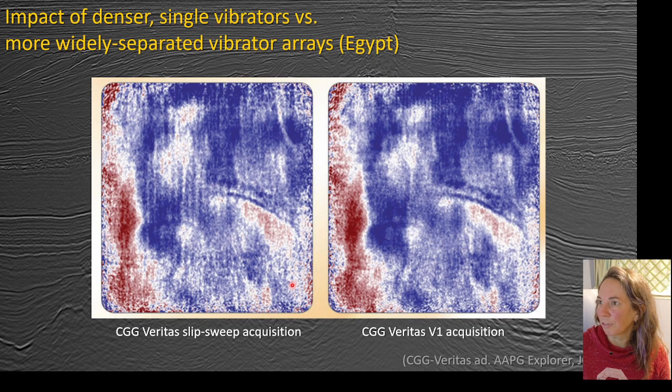And then one more for dense acquisition. Here we've got a single vibrator versus more widely separated vibrator arrays. And this is a study done in Egypt.